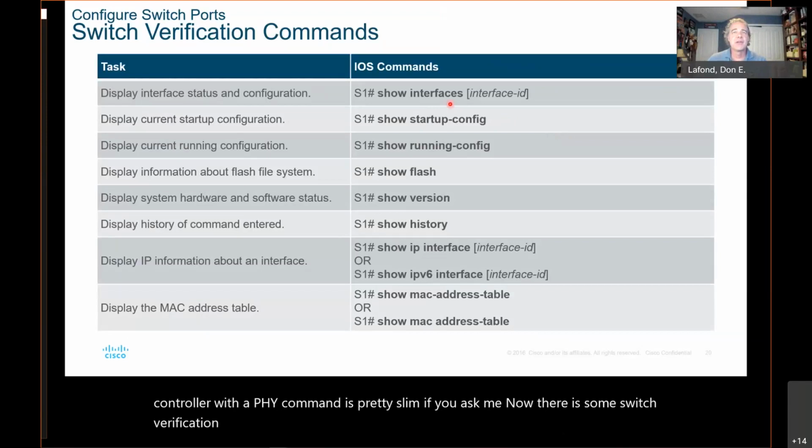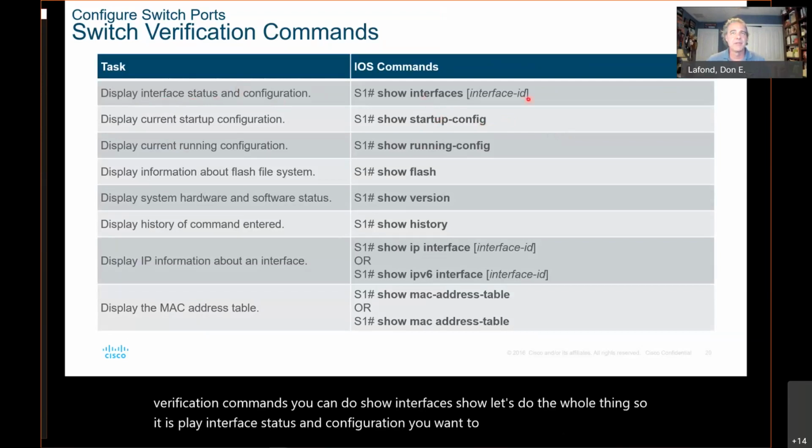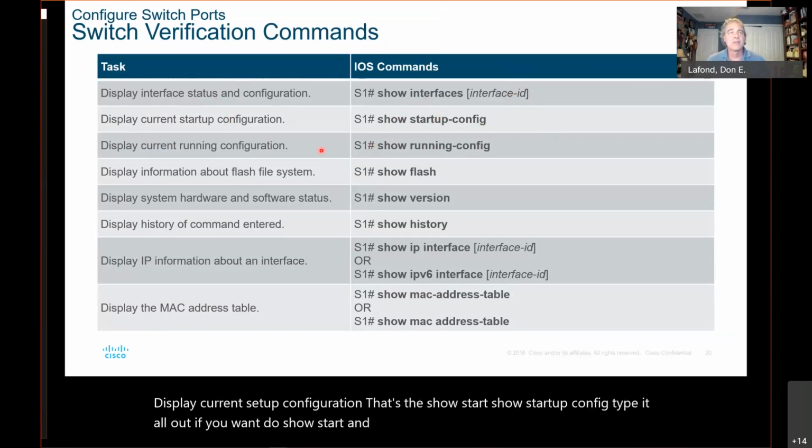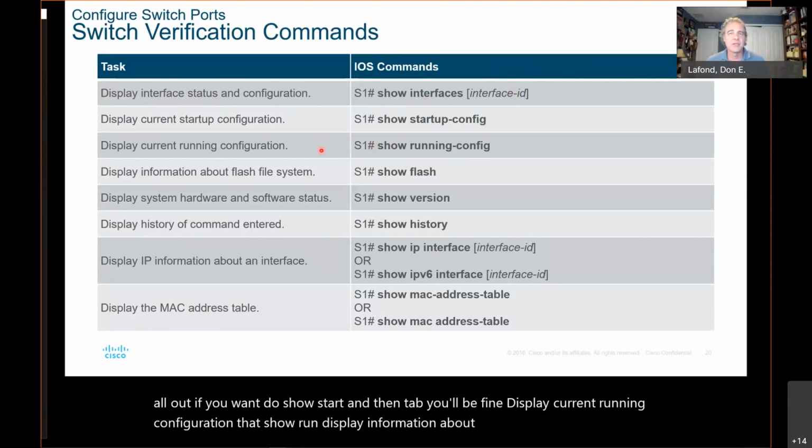You can do show interfaces, let's do the whole thing. So to display interface status and configuration, you want to use show interface and then whatever specific interface you're looking at. Display current startup configuration, that's show startup-config. Type it all out if you want. Do show start and then tab, you'll be fine. Display current running configuration, that's show run. Display information about the flash file system, that's show flash.